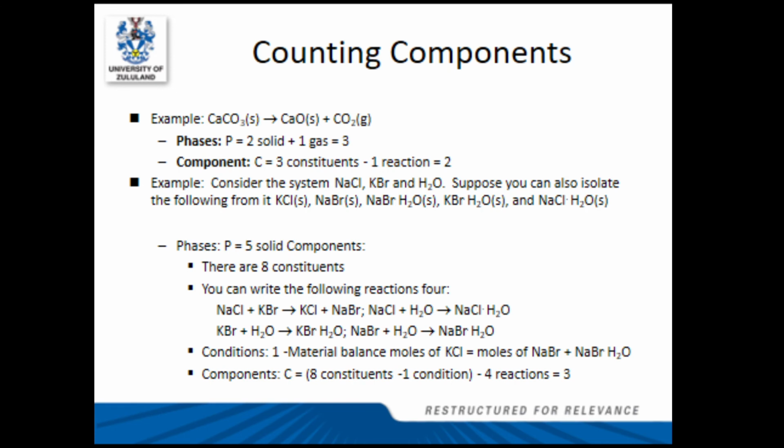Suppose that the following reaction can occur in four different ways. The first way: sodium chloride plus potassium chloride gives us potassium chloride plus sodium bromide. The second reaction: sodium chloride plus water gives sodium chloride water. The third one: potassium bromide plus water gives us potassium bromide water. And the fourth reaction: sodium bromide plus water gives sodium bromide water.